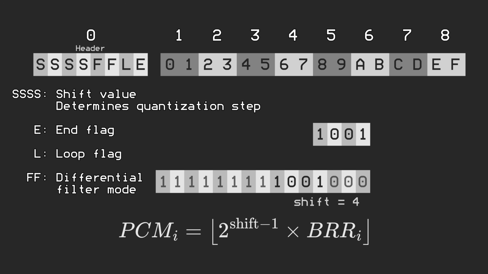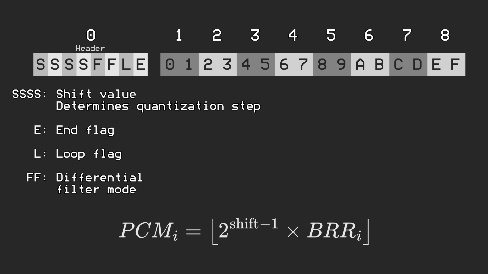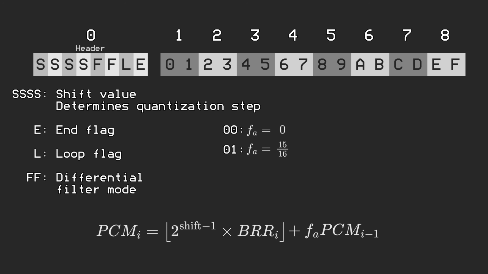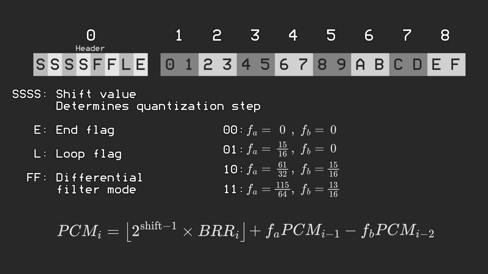Filter mode 1 is a first-order filter that uses the value of the previous sample point in the calculation for the new sample point. In particular, the value of the previous sample point, multiplied by 15/16, is added to the current sample point value. Filter modes 2 and 3 are second-order filters and use the previous sample point as well, with different constants. Using these filter modes allows the PCM sample points to not be constrained by the same quantization as the values in the BRR sample are.